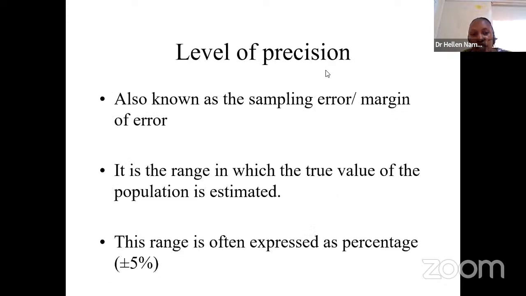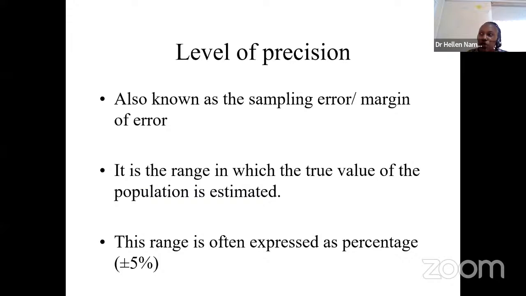Okay, so now let's talk about the level of precision. It was explained yesterday, but maybe in a simpler way, I would say that it's also known as the sampling error or the margin of error. We've already mentioned that depending on the study, but most of the time, for the level of precision, we take an allowable error of plus or minus 5%.